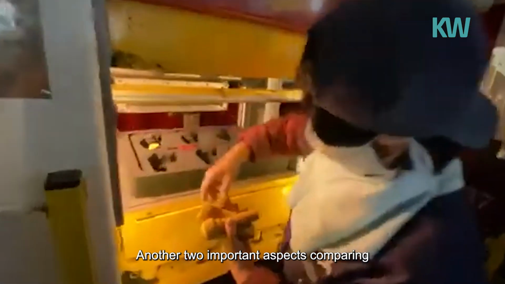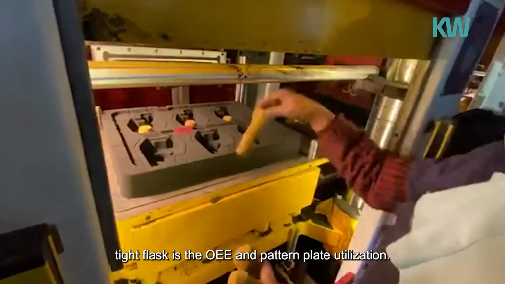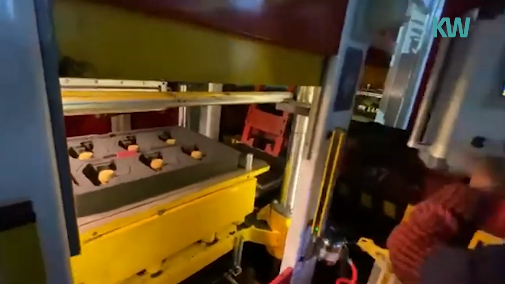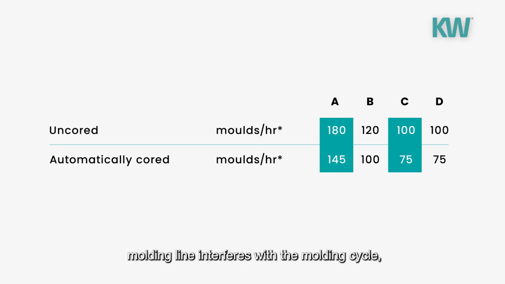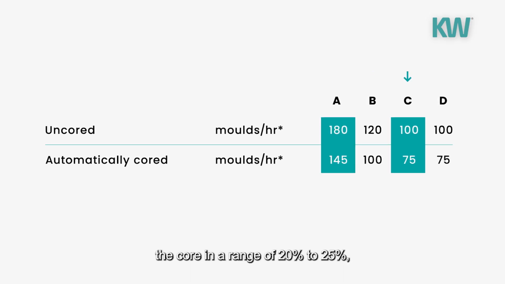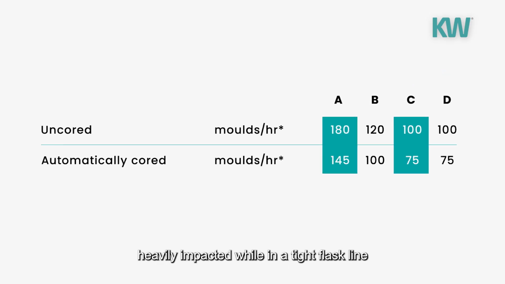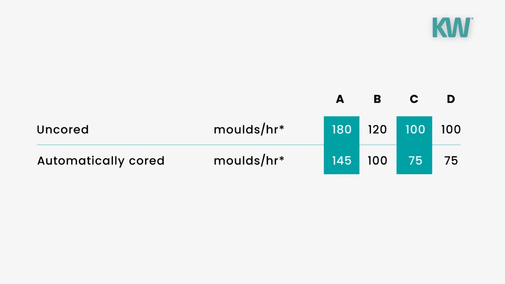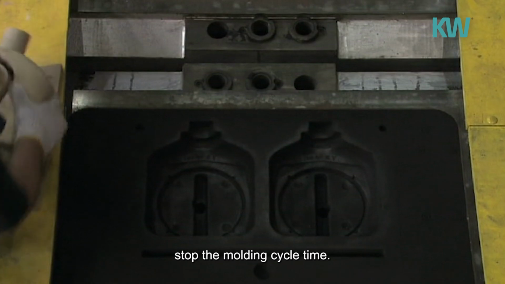Another two important aspects comparing match plate flaskless versus KW twin press tight flask is the OEE and pattern plate utilization. The core setting operation in a match plate molding line interferes with the molding cycle. That means the machine cycle time stops to set the core. In a range of 20% to 25%, that means the machine OEE is heavily impacted, while in a tight flask line it doesn't interfere in the machine cycle time. In a tight flask line, it is not needed to stop the molding cycle time.